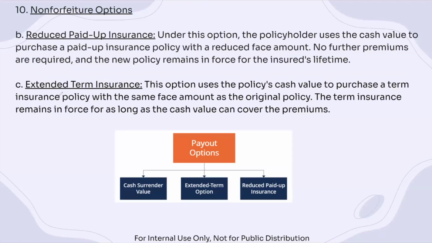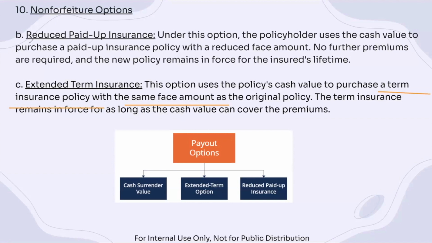Now, another way that those funds can be used is the cash value to purchase a term insurance policy with the same face amount. So you can see that the reduced paid up insurance is different from the extended term insurance, right? The extended term insurance, the face amount is the same, but the coverage period is short. It's only a term insurance policy.